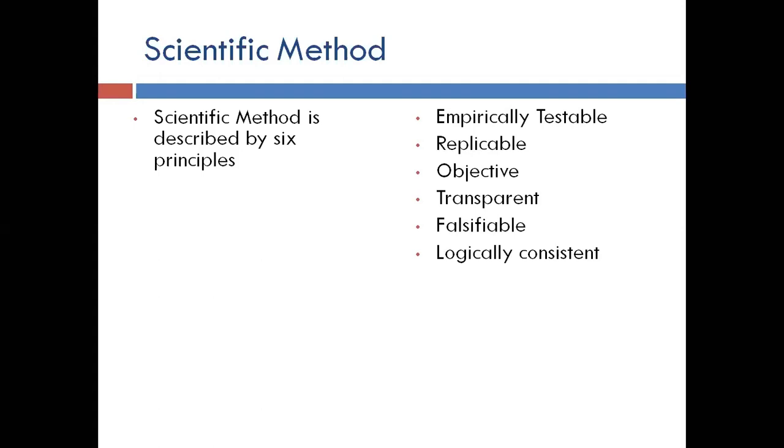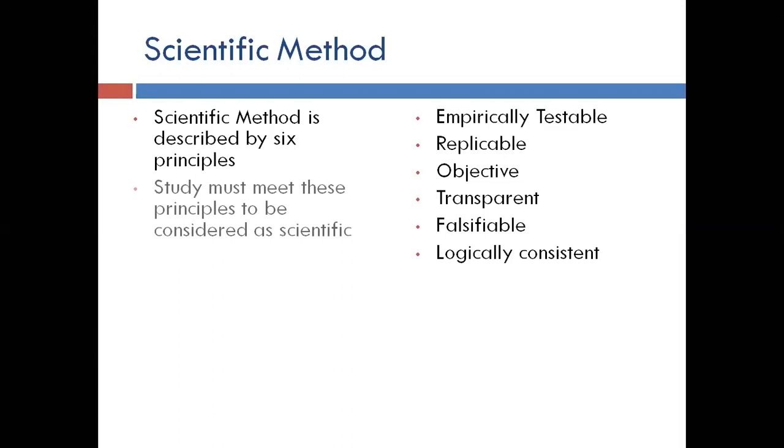Scientific method is described by 6 principles. One, it must be empirically testable. Whatever we say or whatever we conclude must be empirically testable. It must be replicable. It must be objective. It must be transparent. It must be falsifiable, and it should be logically consistent. These are the 6 principles of scientific method. We'll talk about each of these later, immediately after this slide.